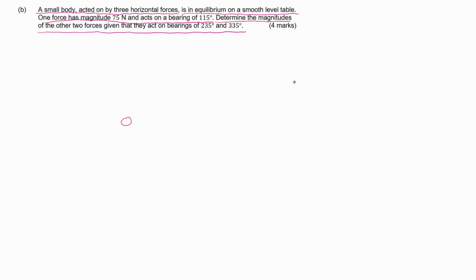So let's say that this is our body. And what we'll do is we'll have north, south, west and east. So the first force we know about is of magnitude 75 newtons. And if it's on a bearing of 115 degrees, that means that this angle is 25 degrees because, of course, this is a right angle.